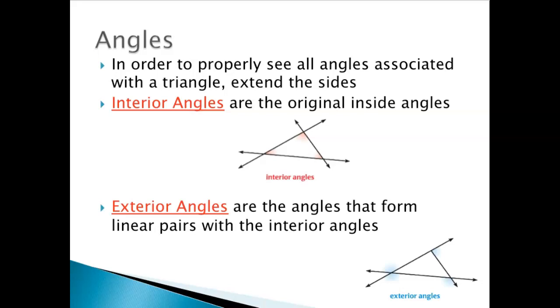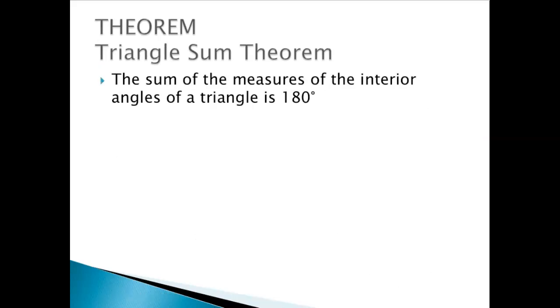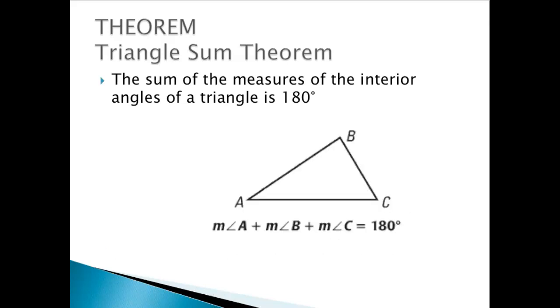Now there are a couple of theorems that go along with these interior and exterior angles. The first is the triangle sum theorem. This says that the sum of the measures of the interior angles of a triangle is 180 degrees. In other words, if you have a triangle ABC here, the measure of angle A plus the measure of angle B plus the measure of angle C is equal to 180 degrees.